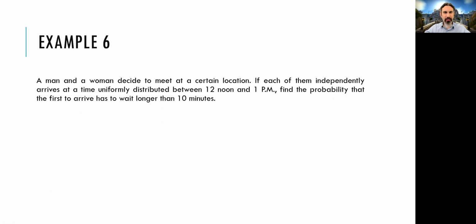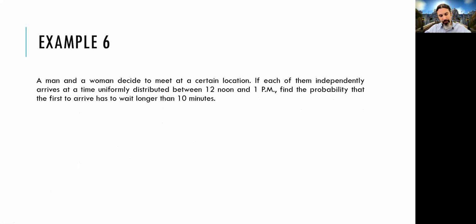Now, a simple example for that one. A man and a woman decide to meet at a certain location. If each of them independently arrives at a time uniformly distributed between 12 noon and 1 p.m., find the probability that the first to arrive has to wait longer than 10 minutes. We are talking about a 60-minute interval here, from 12 to 1. So we're going to assume 0 to 60 in minutes instead of 12 to 1, because the question already uses minutes, 10 minutes. So it's easier to transform into minutes.